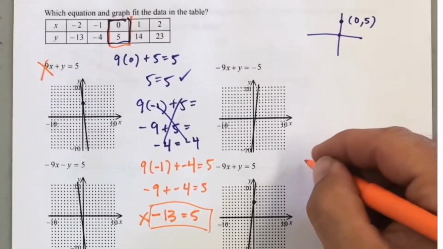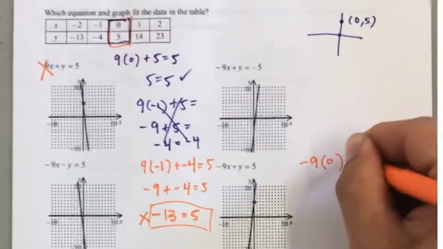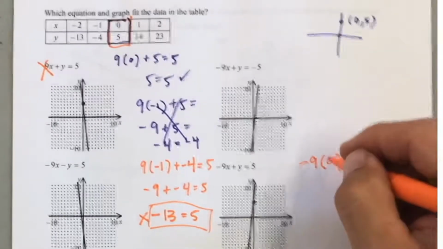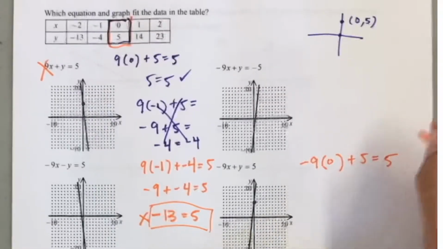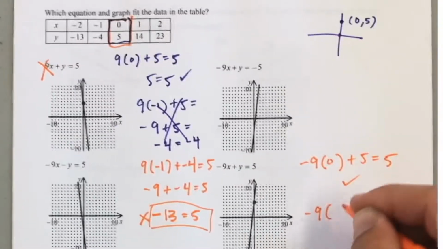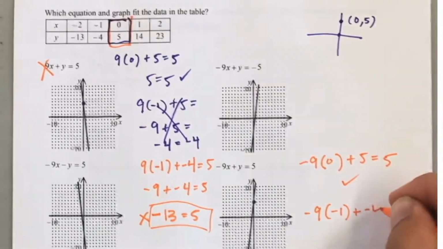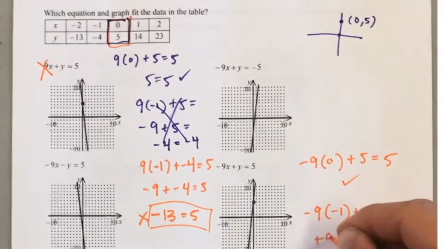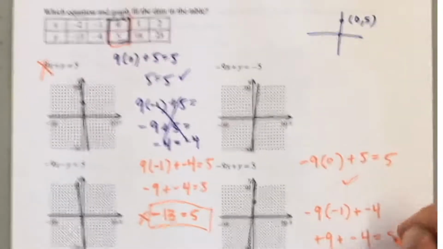And if I do the same thing here, -9, and I'll plug in the 0 plus the 5. The 0 can be a dangerous input because 0 times any number is 0, so you may get a lot of true statements like this here, so that worked. But when I try the 9 times the -1, like I did here, plus the -4, I get a +9, negative times negative +9, plus the -4, and I get a 5.